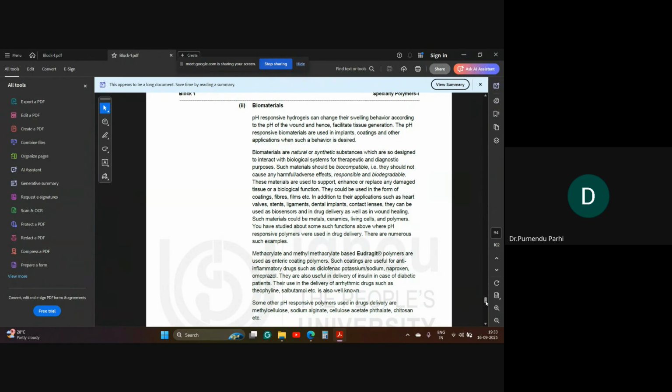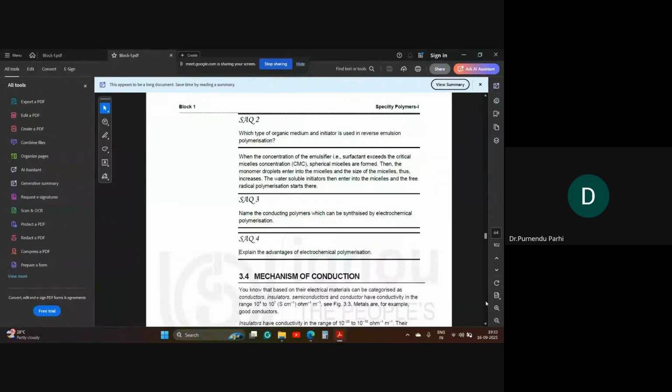Some other pH responsive polymers used in drug delivery are methyl cellulose, sodium alginate. Alginate is a natural polymer. Cellulose is also a natural polymer. Cellulose acetate, then chitosan. It is also a natural polymer. They are all pH responsive polymers or pH sensitive polymers.